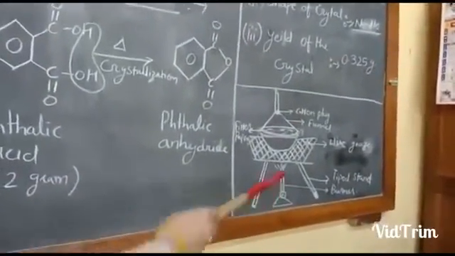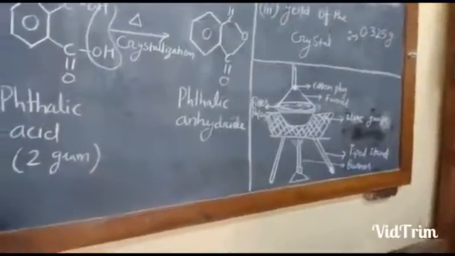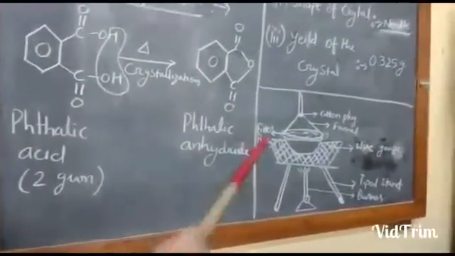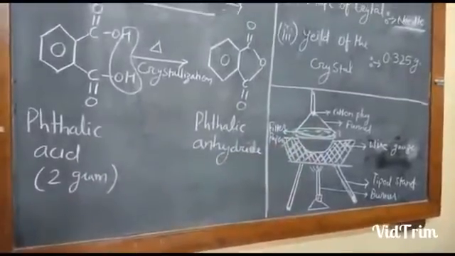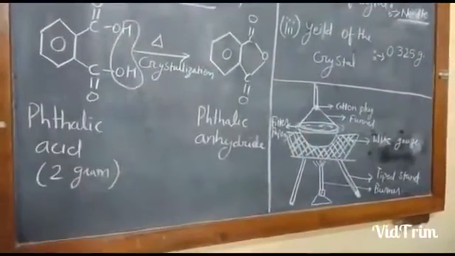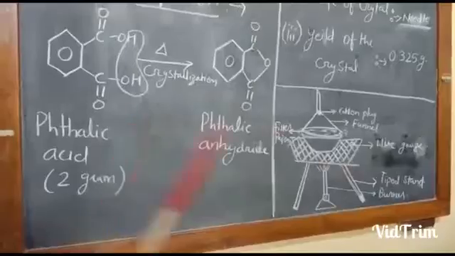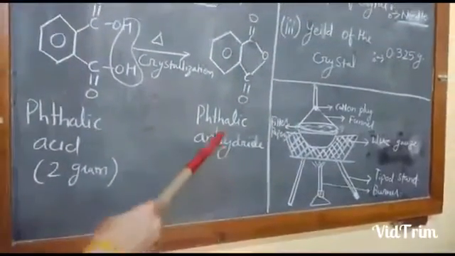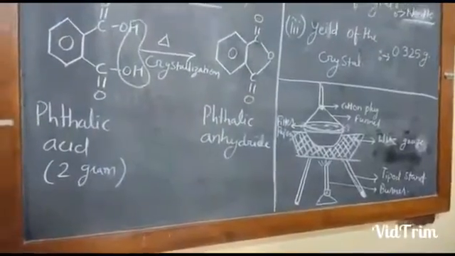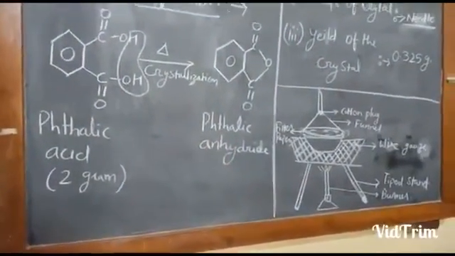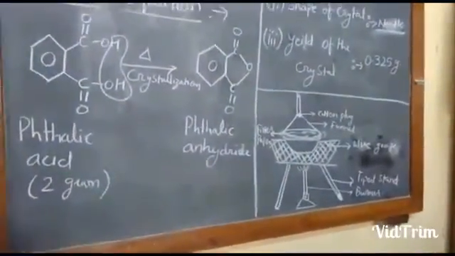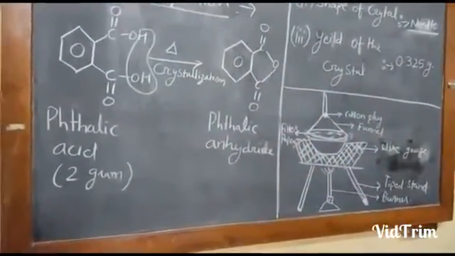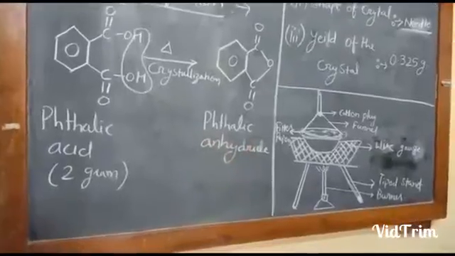After 5 minutes, you stop the heating and let it cool down. After it gets cooled, you should remove the funnel from the china bowl and scratch the wall of this funnel to separate the phthalic anhydride crystals. Then these phthalic anhydride crystals should be collected on a filter paper or a paper or on watch glass, and then they should be weighed.